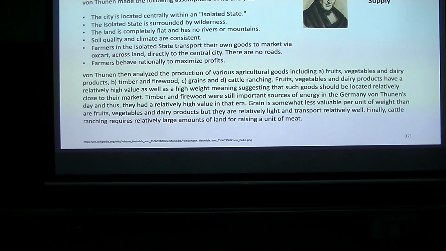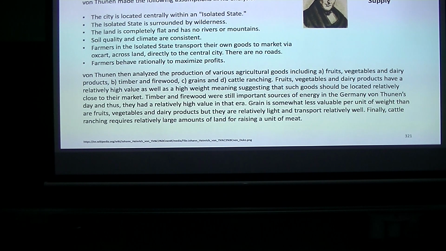But the cattle, back then, well, what did you do? What happened when the cattle were ready for market? Well, you walked them to the market. They walked. That's pretty low cost of transport. They just walk the product to market.